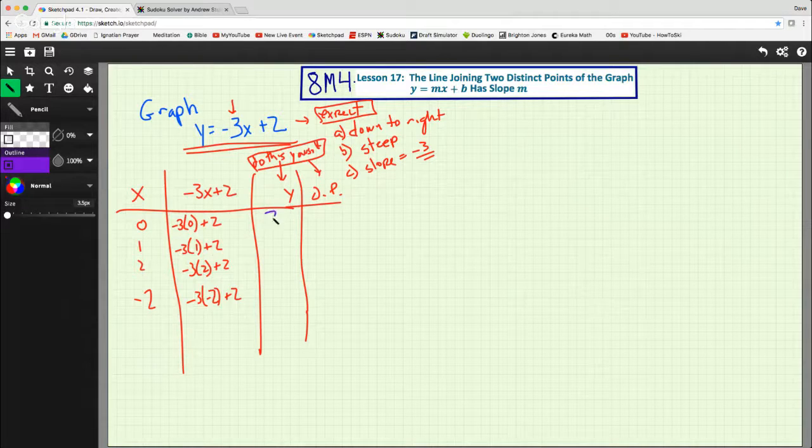Okay, so this is a 2. This is negative 3 plus 2, which is negative 1. Negative 3 times 2, negative 6 plus 2 is negative 4. Negative 3 times negative 2 is positive 6 plus 2 is 8. So my ordered pairs are 0, 2; 1, negative 1; 2, negative 4, right? And then negative 2, 8.